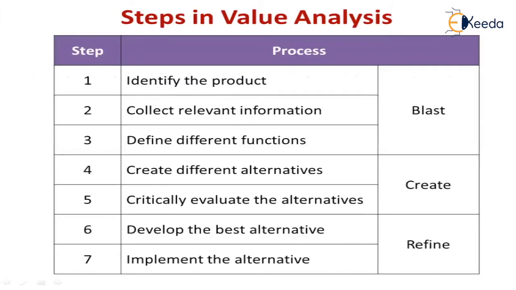Here we are going to have 7 steps. The first 3 steps are called blast, the next 2 steps are called create, and the next 2 are called refine. Blast is nothing but obtaining the information. Create is the generation of ideas. Refine is refining the ideas, or fine-tuning the ideas. So we'll see the steps in detail.